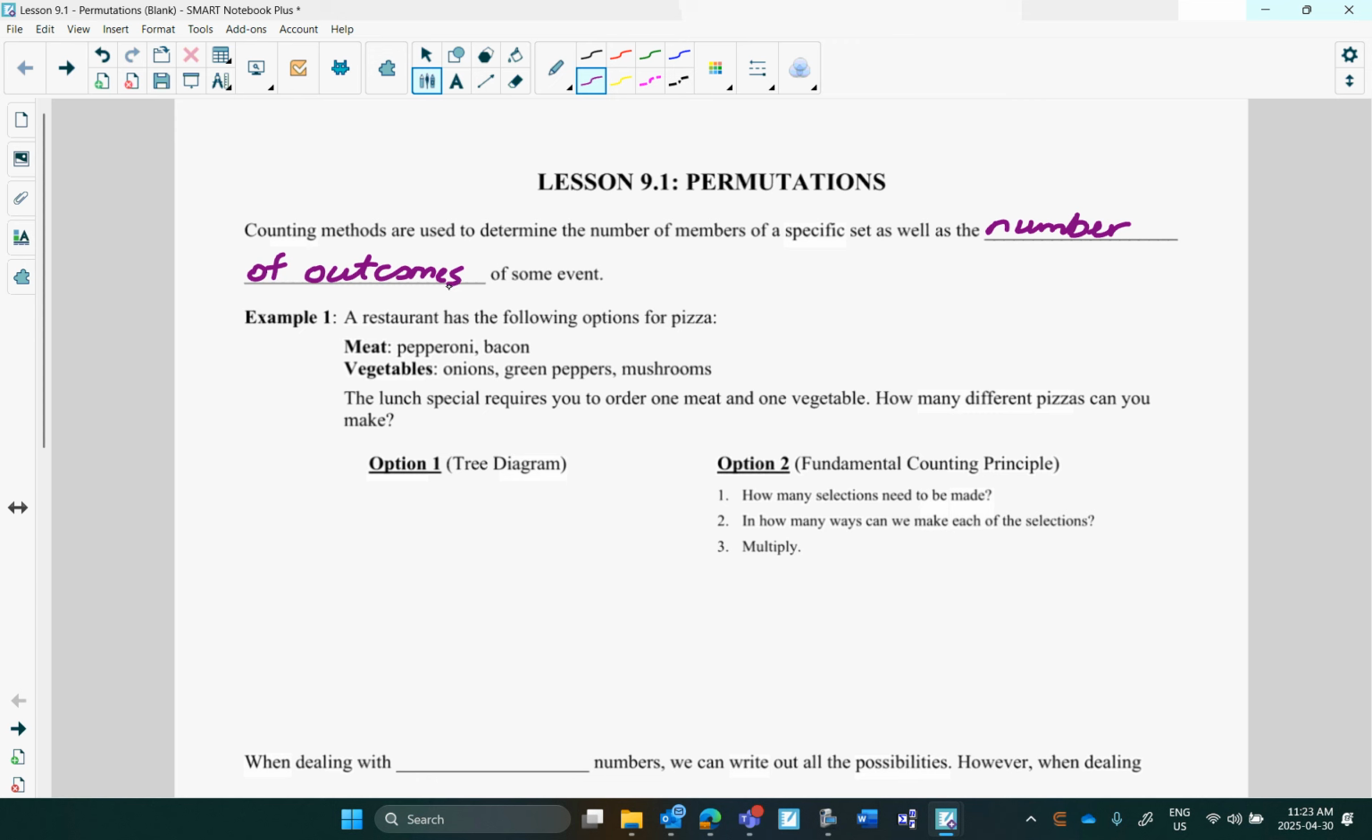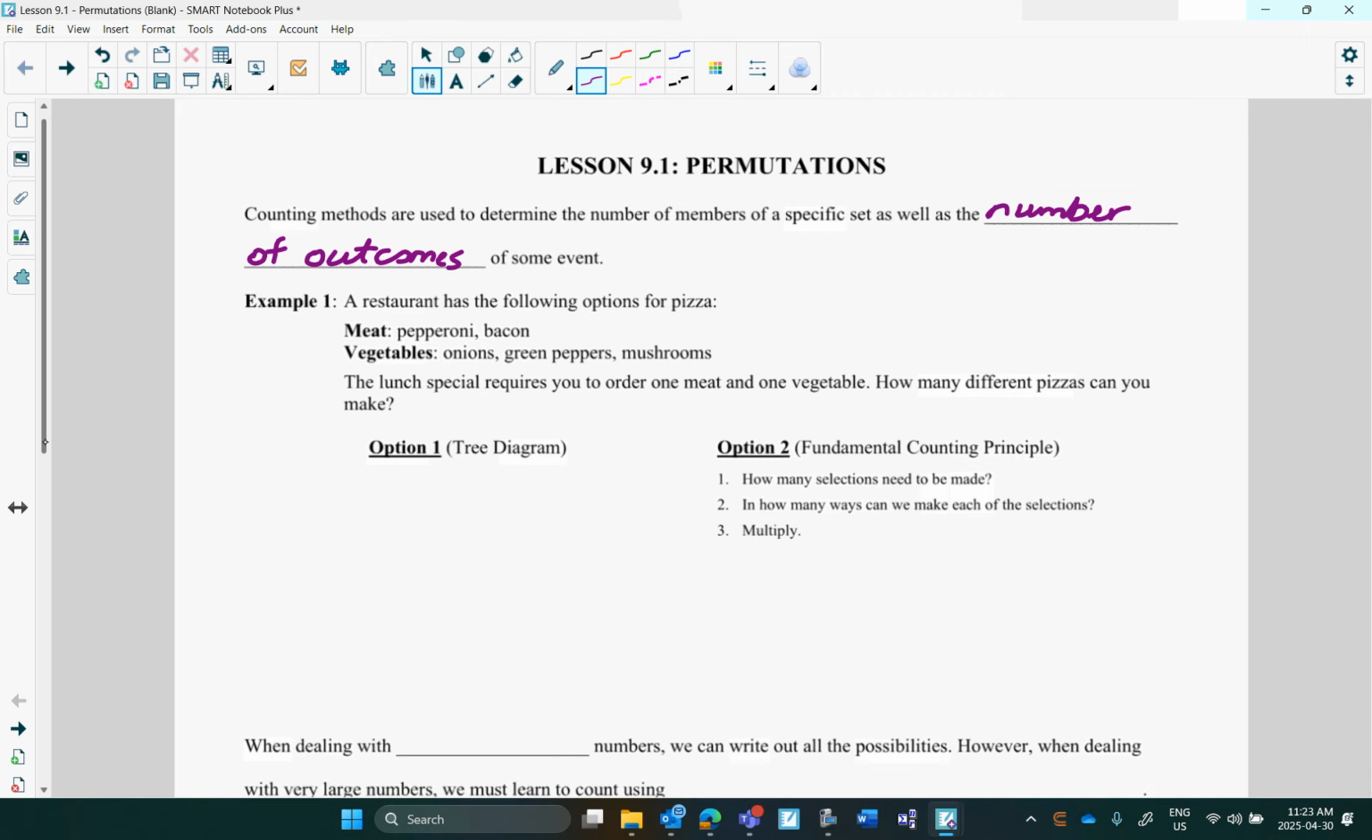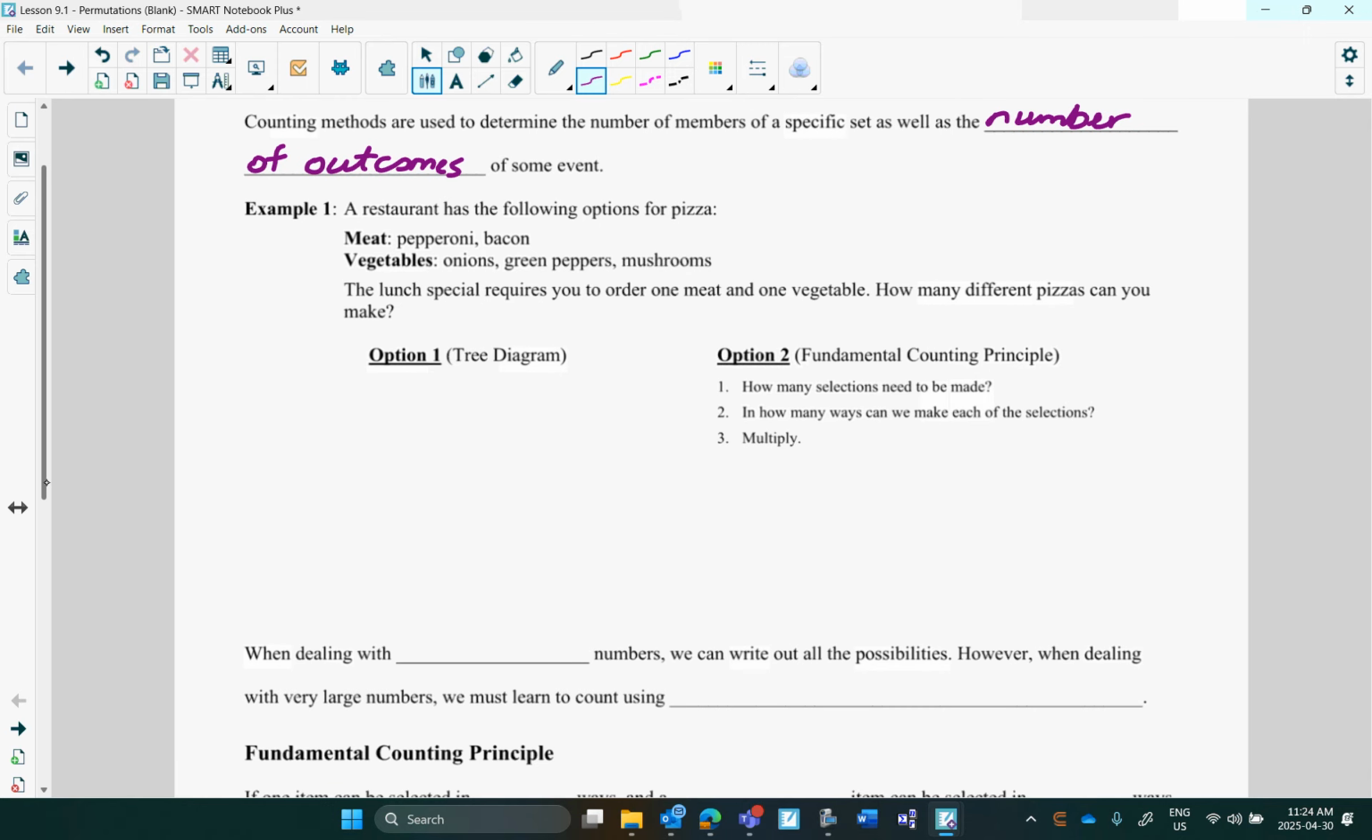So let's start with a pretty straightforward example. A restaurant has the following options for pizza. For meat, and we'll keep it simple, you can only choose pepperoni or bacon. For vegetables, you can only choose onions, green peppers, and mushrooms. The lunch special requires you to order 1 meat and 1 vegetable. How many different pizzas can you make? Well, we're going to start with that one, but then we're going to leave it.